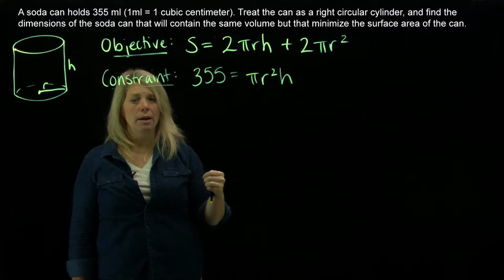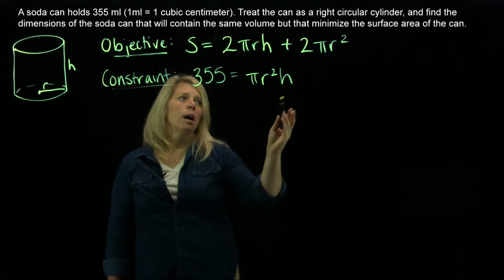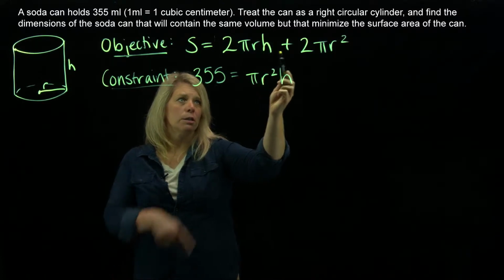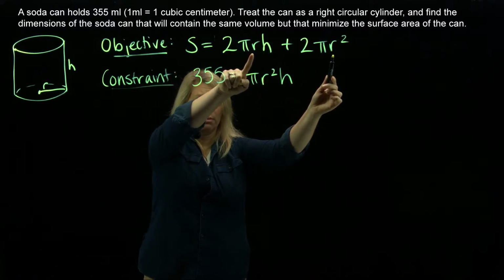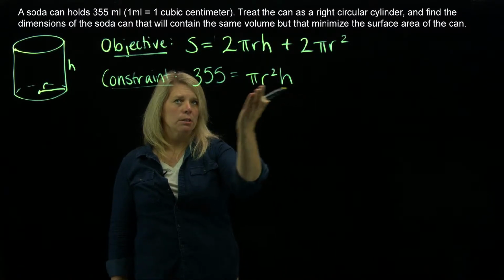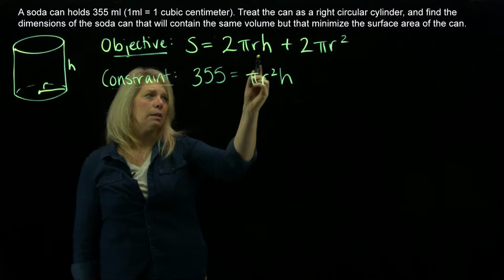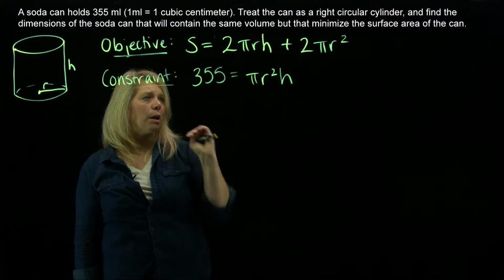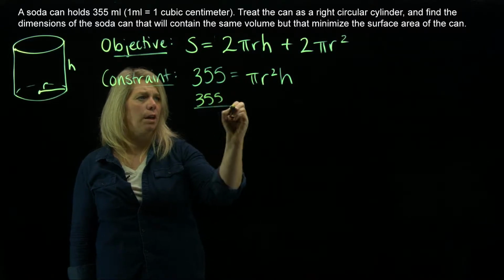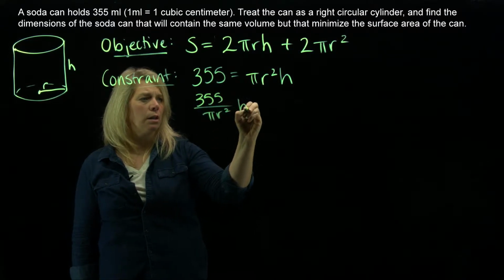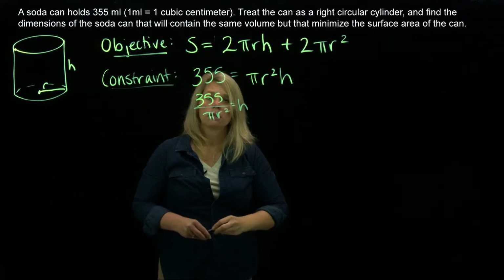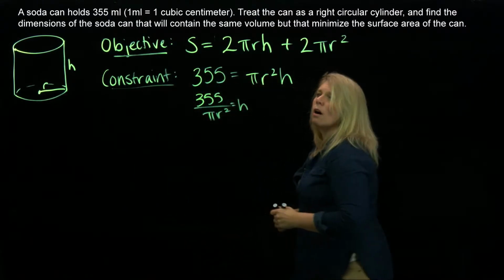Again, there's an easier way and a harder way on this problem to do this. I might notice that substituting in for h and simplifying would be much easier than substituting in for r, 2 different places, and simplifying. So I'd like to substitute in for h. So I'm going to solve this constraint for h, so I can substitute in for that and have my whole equation in terms of r. Okay, so 355 divided by pi r squared equals h, and that's what we're going to substitute into our objective function so that we can get all in terms of r.